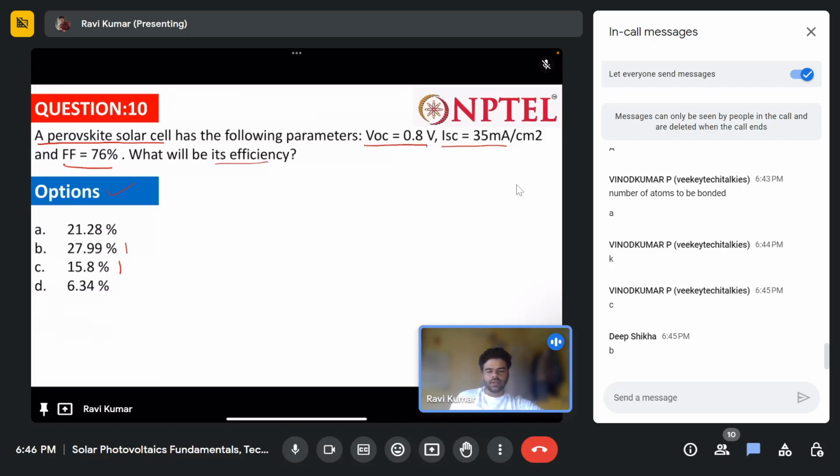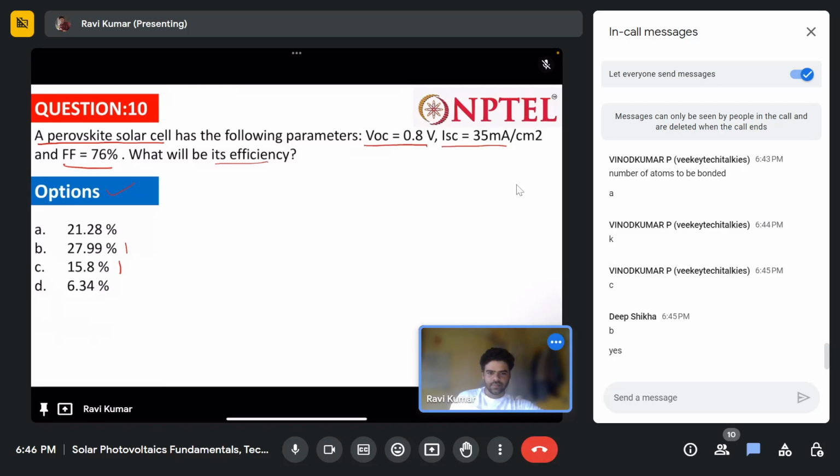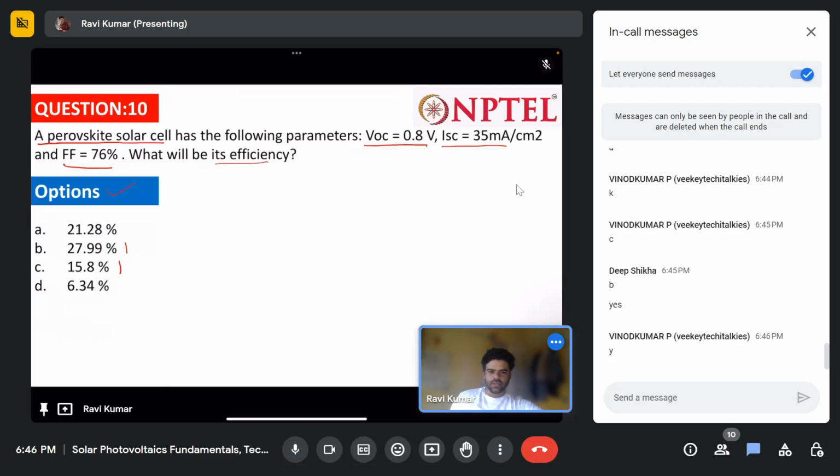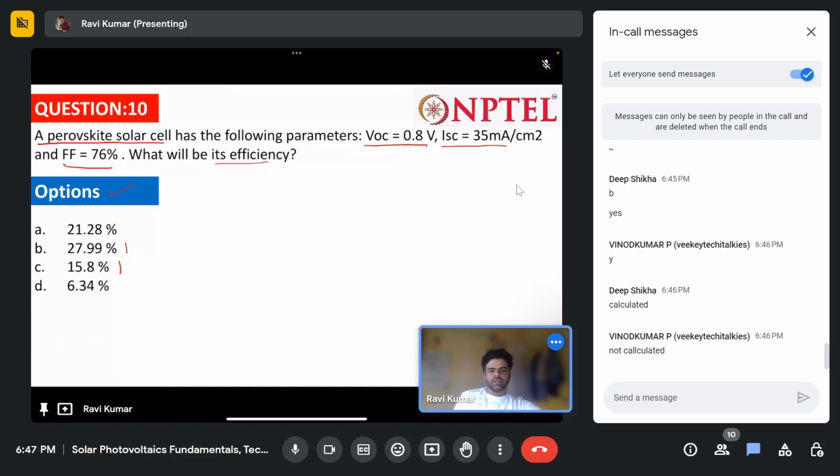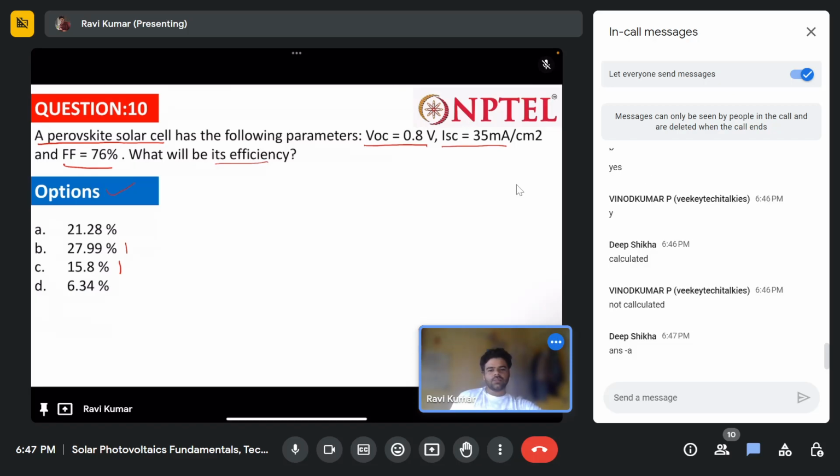So both of you have calculated this, or just saying for the sake it's peroxide, then it should be higher. Deepshikha, you calculated it, okay. Calculated, okay. Have you calculated? Just write the formula. Vinod not calculated. So Vinod, if you haven't calculated, so your answer is wrong. Deepshikha, you just put the formula.